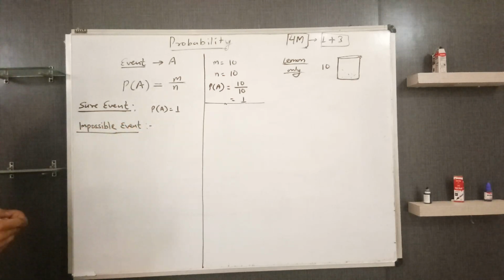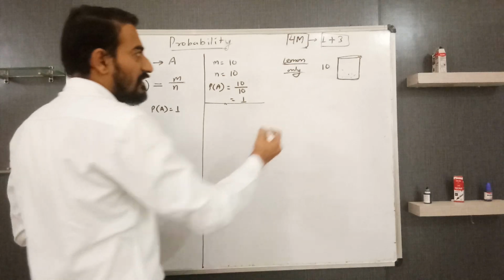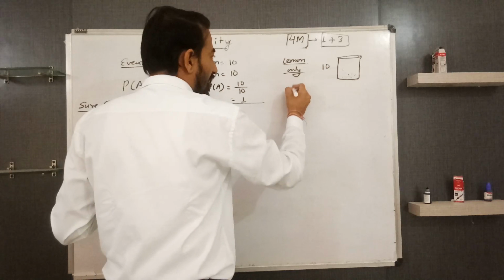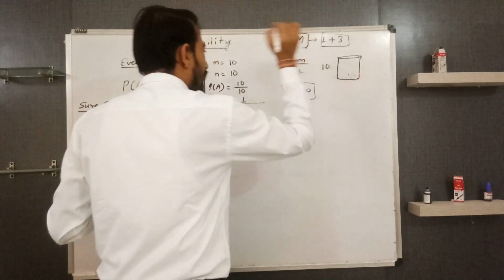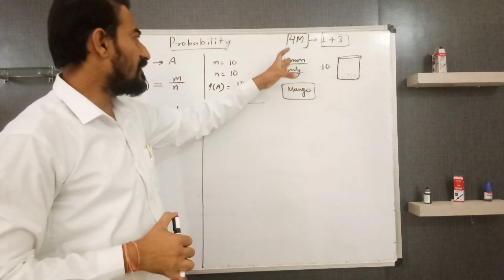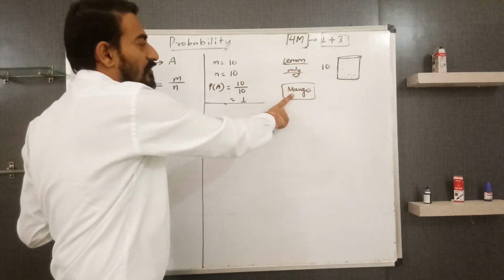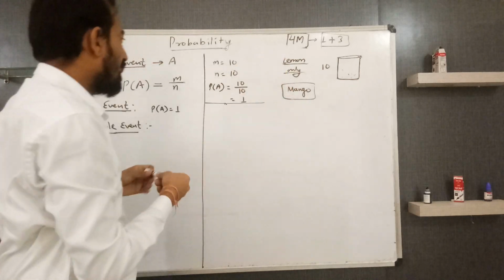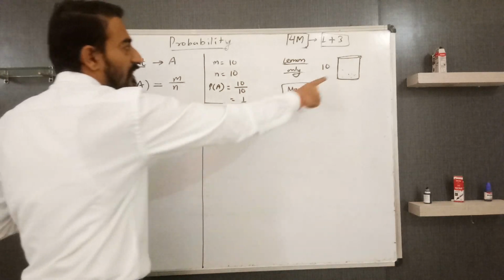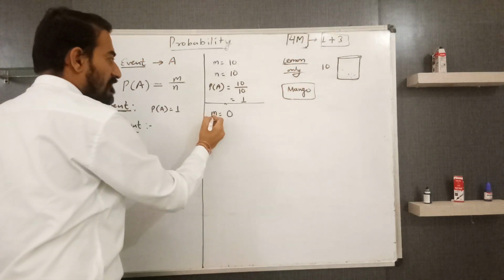By its name you can understand the event which is impossible to happen. Like if I say take one candy from it, and if I ask you for mango flavored candy, then what will you say? It's not mango flavored candy, it is lemon flavored candy. Why? Because this bag does not contain any mango flavored candy. That's why here in the second case, m is 0, because none of the candies in this bag is mango flavored. So here m is equal to 0.